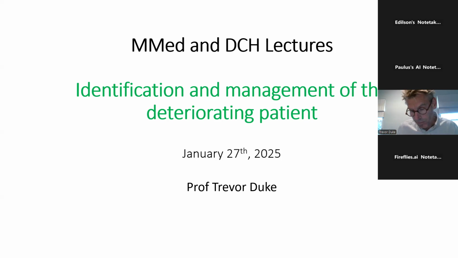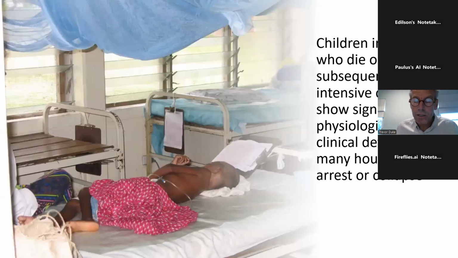And a lot of hospital quality systems throughout the world have been really based on the prevention of deterioration in children in hospitals, and it's made a big difference to quality and safety in hospitals throughout the world. And it's true that children in hospitals who die or subsequently require intensive care often show signs of physiological or clinical deterioration many hours before their arrest or their collapse.